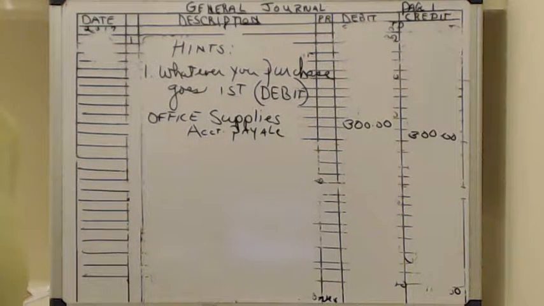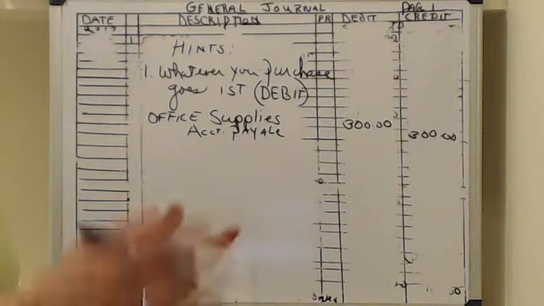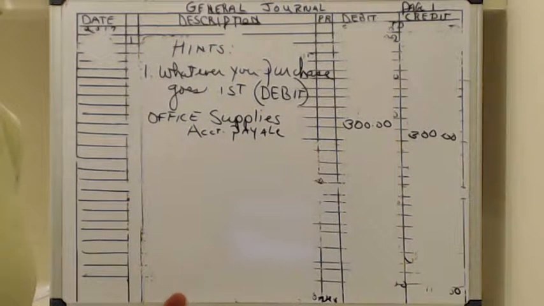No matter what it is. Equipment. If you're buying equipment for cash, equipment goes first. If you're buying an insurance policy, prepaid insurance goes first.